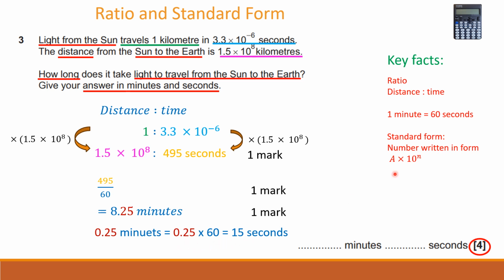Or, on the calculator paper, you can see we're allowed a calculator. 0.25 times 60 is equal to 15 seconds. So we know we have got 8 minutes and 15 seconds. They just need to go in the correct places in the answer box for your fourth and final mark.